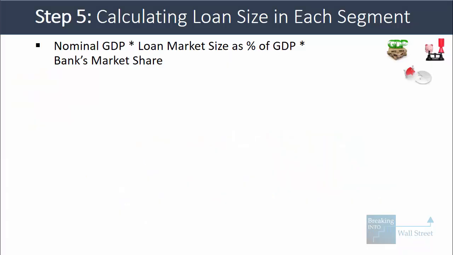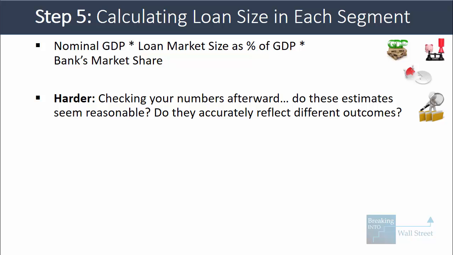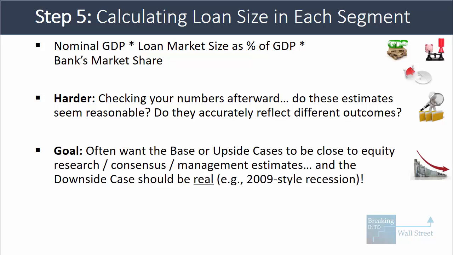Now, the calculation part is actually the easiest one, but what's harder is to check your numbers afterward and see if the estimates seem reasonable. Do they reflect accurately the different outcomes that are possible, or are they too slanted in one direction or the other? Oftentimes, you want the base or upside case to reflect equity research or consensus estimates or management estimates, and then you really want the downside case to be a true downside case.